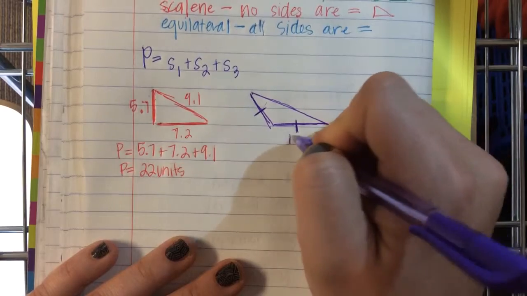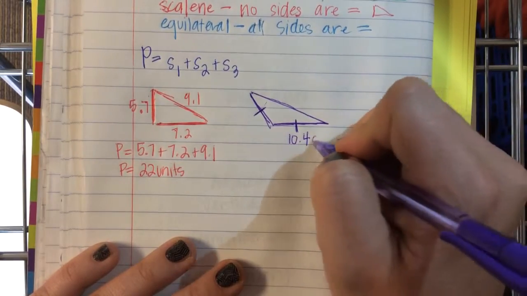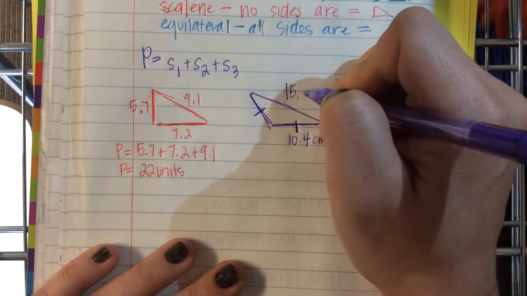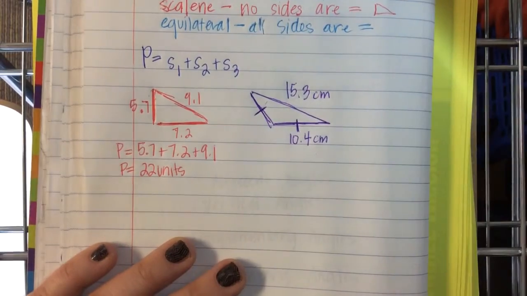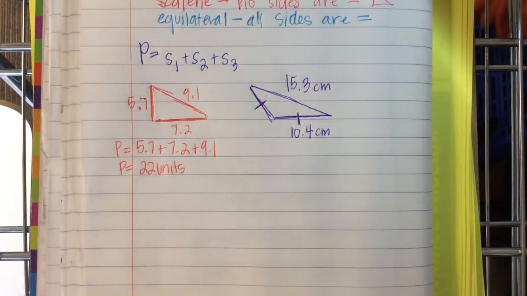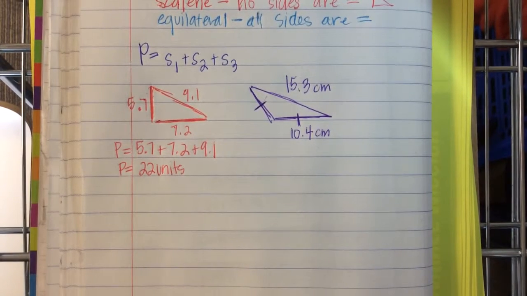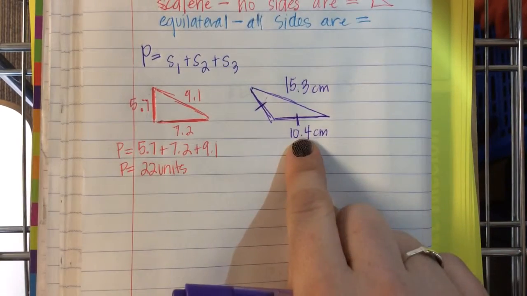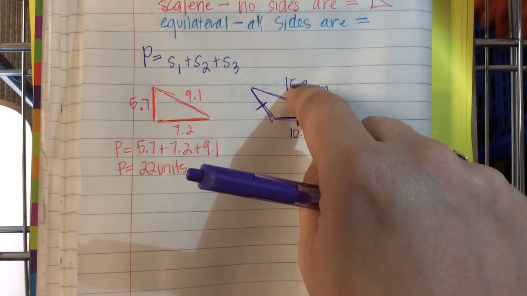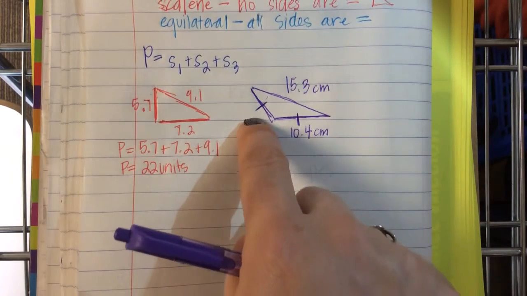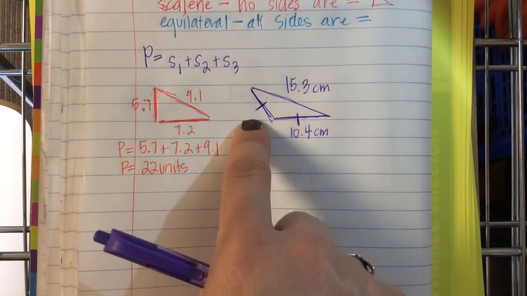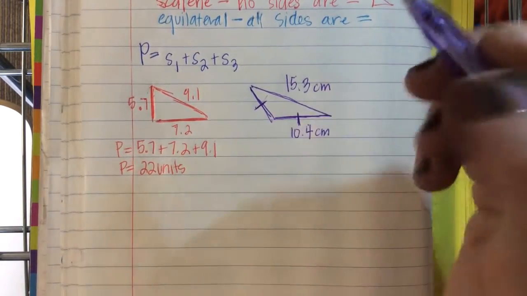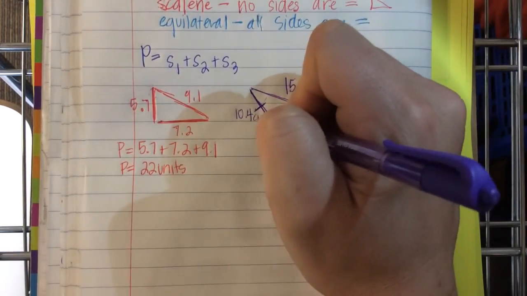So what if this side was 10.4 centimeters, and this side is 15.3 centimeters? I tell you, I'm done. I can't do this problem anymore. Perimeter is side 1 plus side 2 plus side 3. I don't know, so I can't do it. Because this means they're the same, I can do this problem. I would have to rewrite in there the problem.